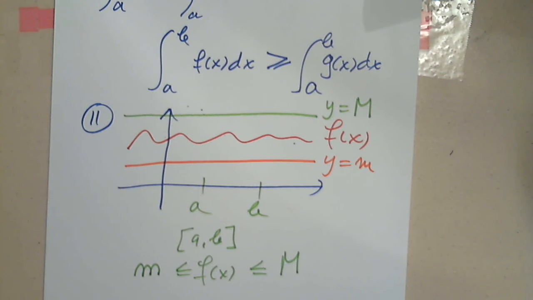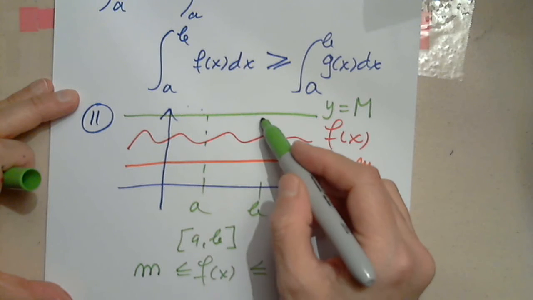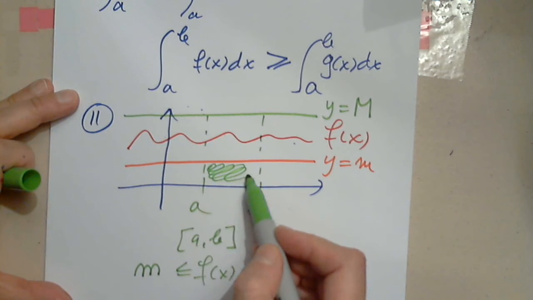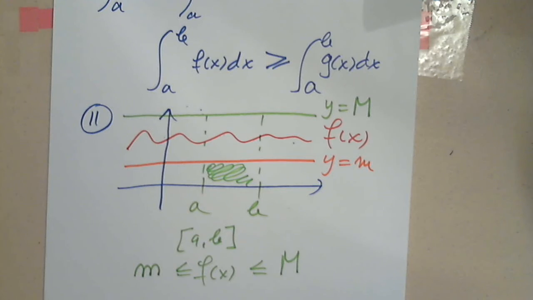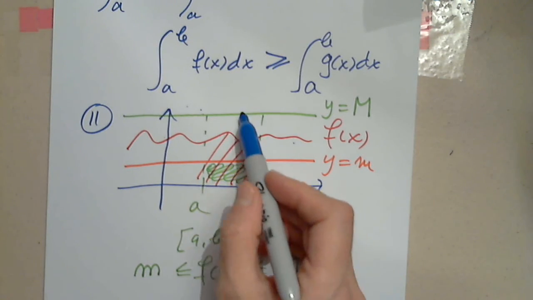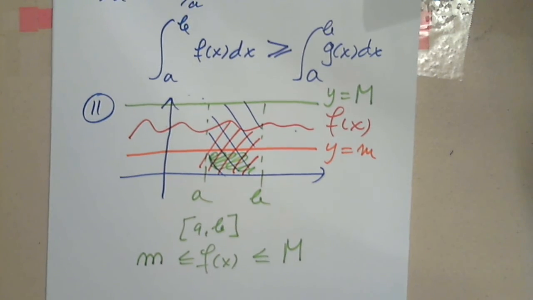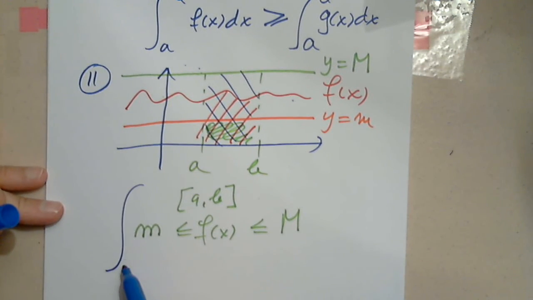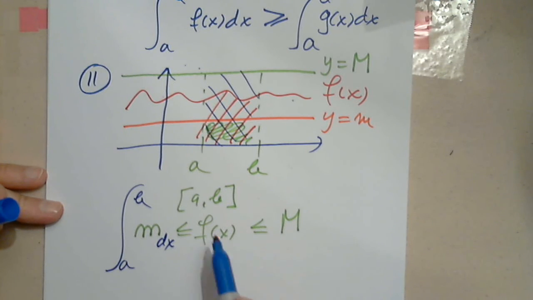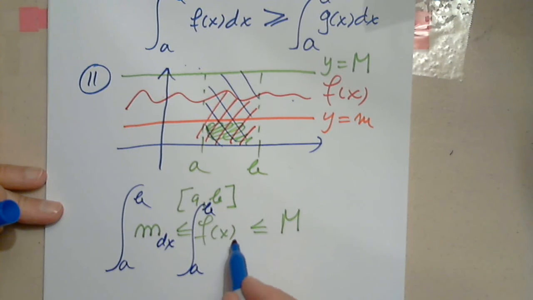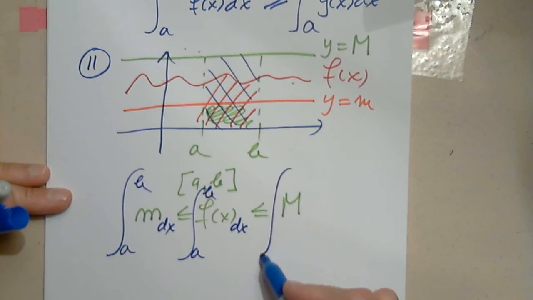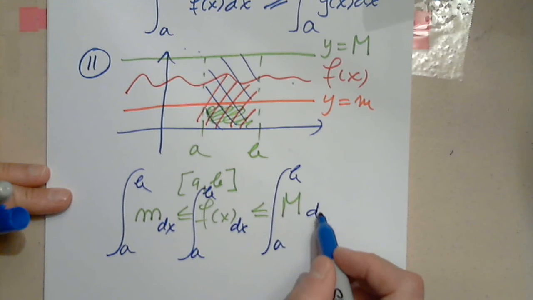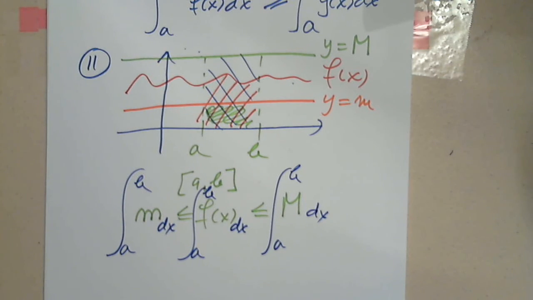Yeah. So therefore you would agree, I'm sure you will, that this area is smaller than this area, which is in turn smaller than this area. So the integral from a to b of m dx, the integral from a to b of f of x dx, without the dx the integral does not exist, and the integral from a to b of M dx. So this must be the relationship between these three integrals.